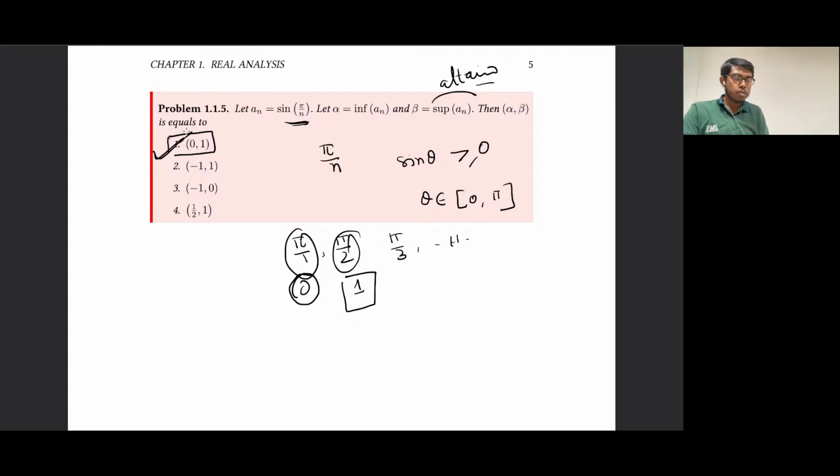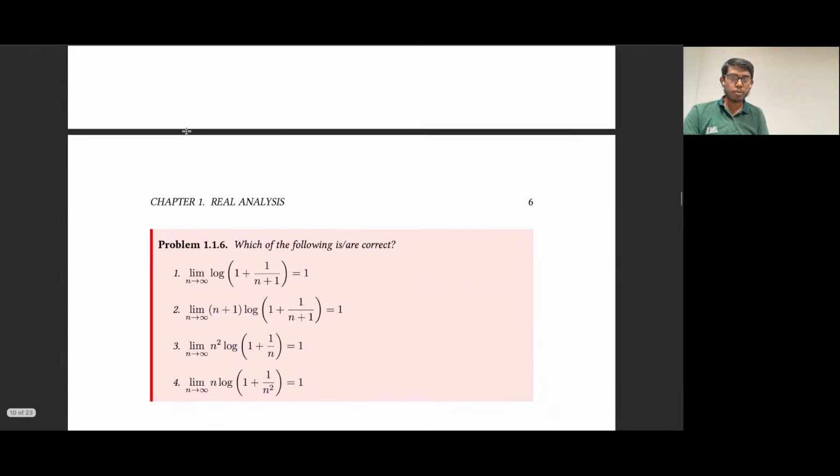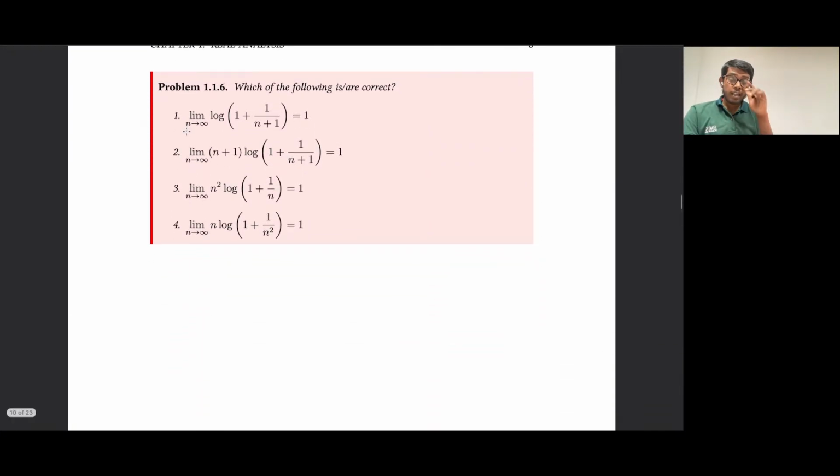Okay, so let's proceed. If it is clear, let's proceed to the next problem. This was asked in NBHM, and I have just combined many problems into one. In NBHM, it was asked to find these limits, so I combined all those things and made it one problem. Which of them are correct?